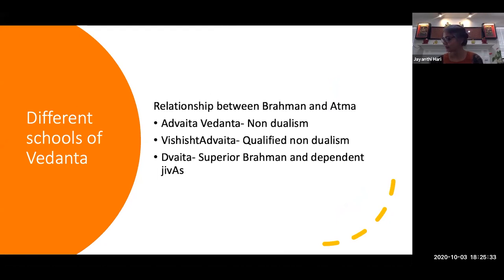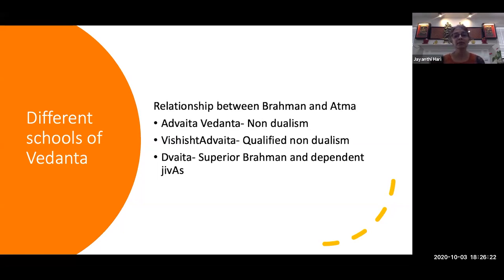As I said earlier, we are talking about Advaita Vedanta, which really equates the jiva to Brahman. It says there is really no difference between the jiva and Brahman. So that is a state of non-dualism. There are other schools of Vedanta that also came up, philosophers who have, based on their own experiences, helped us understand how they have related to Brahman, this entity called Brahman. So Advaita Vedanta is by Shankaracharya. Vishishta Advaita is qualified non-dualism, which is again propounded by Ramanujacharya.